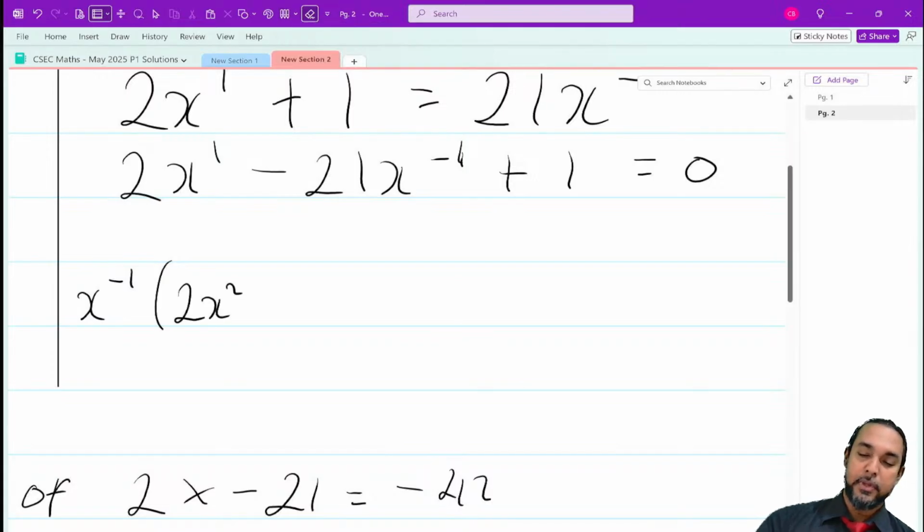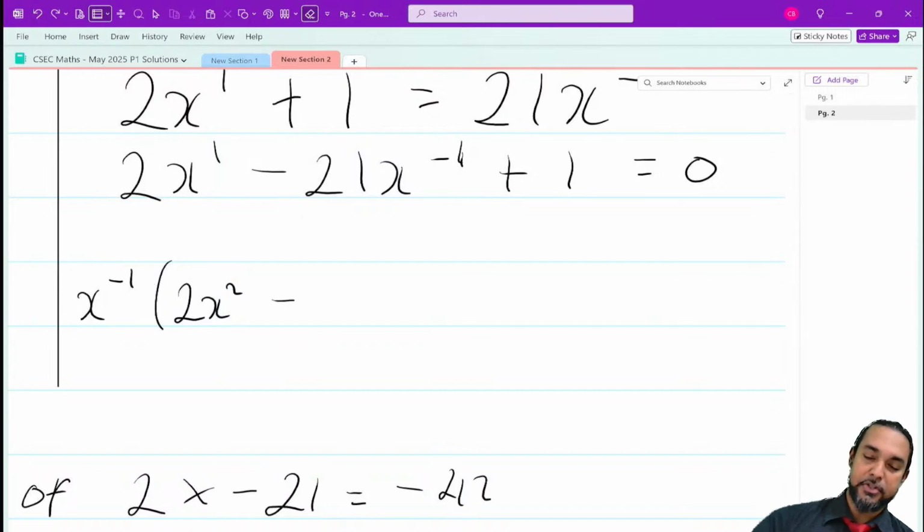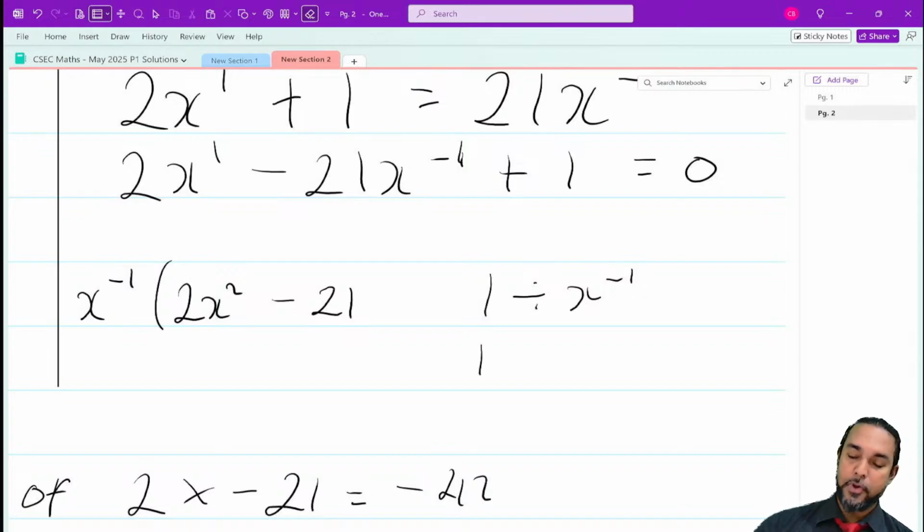So we have 2x squared. If you divide this by x to the minus 1, it'll just cancel, leaving us with just minus 21. And if you take 1 and divide by x to the minus 1, well, check this, right? So 1 is like 1 over 1. x to the minus 1 is 1 over x. And what's the protocol for when you're dividing fractions? Change divide to multiply and invert the divisor.